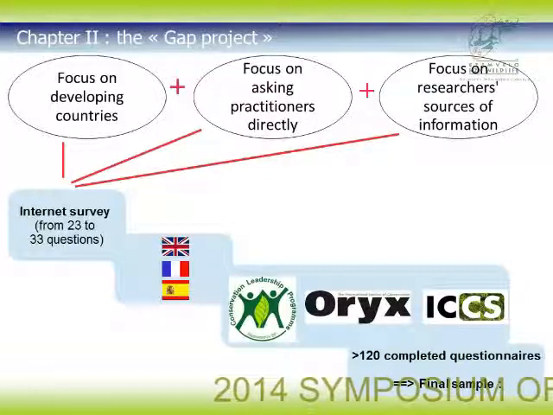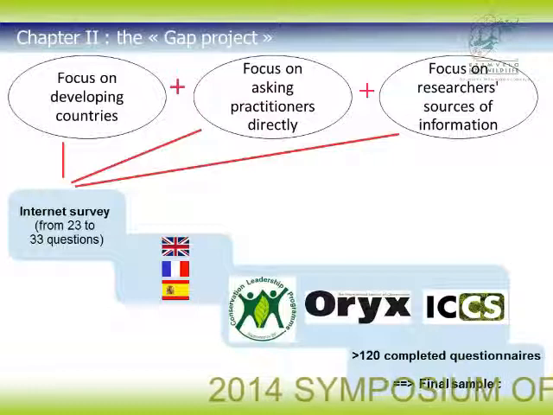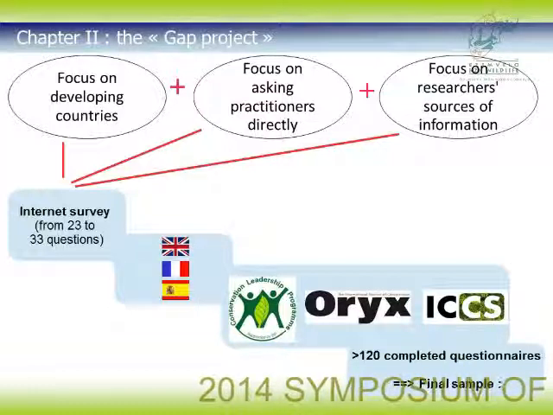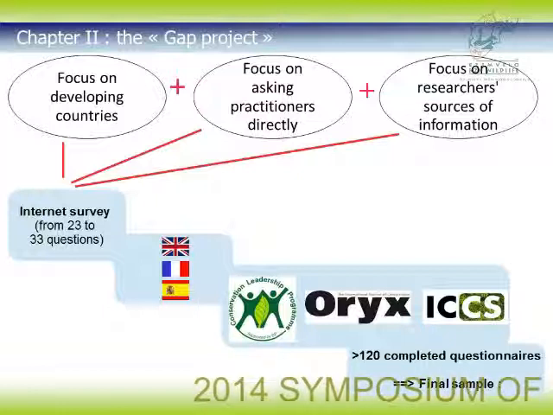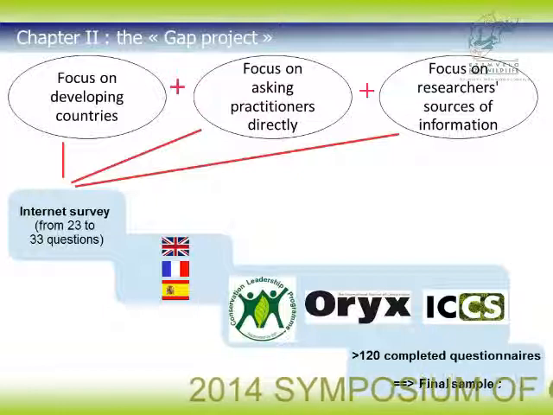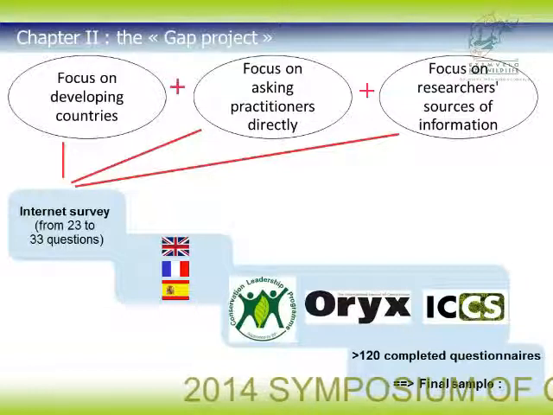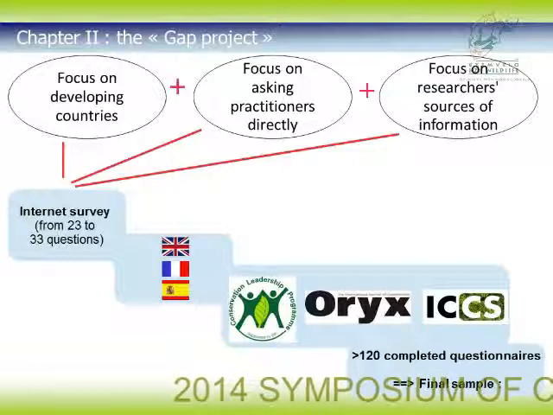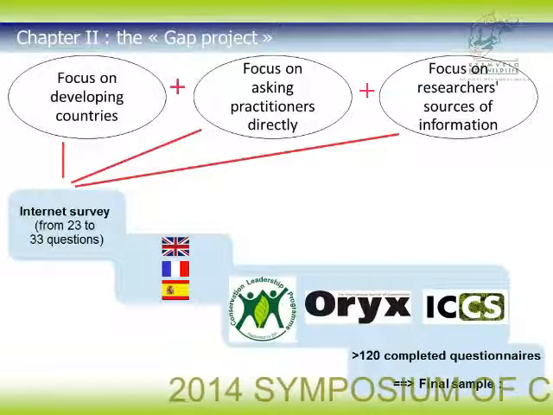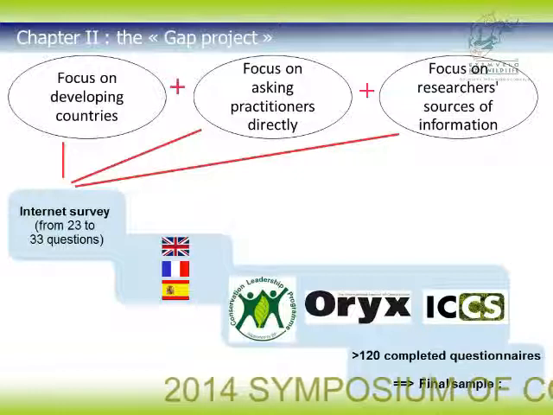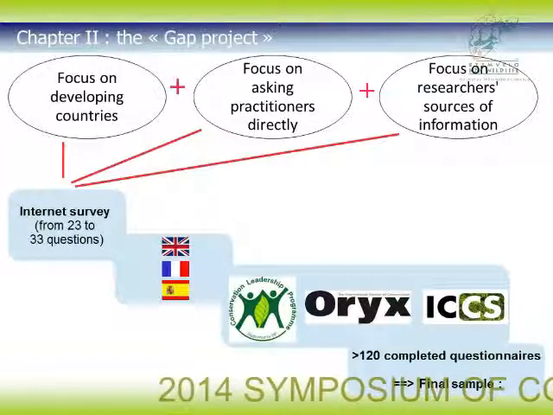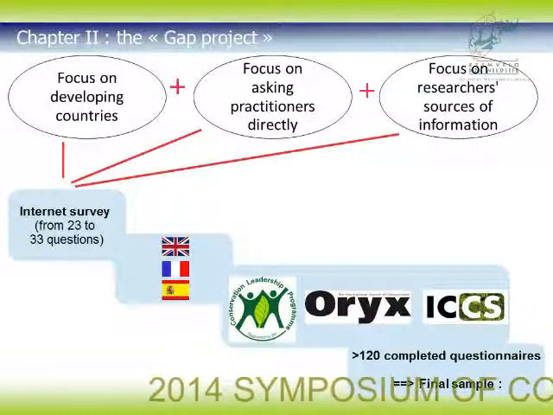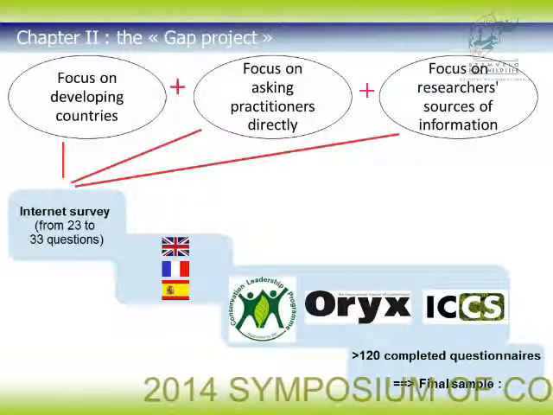That led me to an internet survey that ran from 23 to 33 questions, depending on how you answered. I translated it into English, French, and Spanish, and I sent it via three main mailing lists. So the Conservation Leadership Program, Oryx, which is the International Journal of Conservation. So basically, I emailed researchers who had published in Oryx and asked them if they knew practitioners who would have used the article, and then emailed all the practitioners I got the email of. And I did the same thing with the Conservation Science Group from Imperial College.